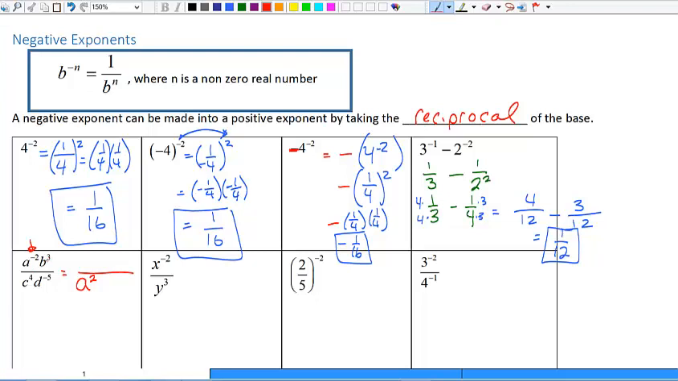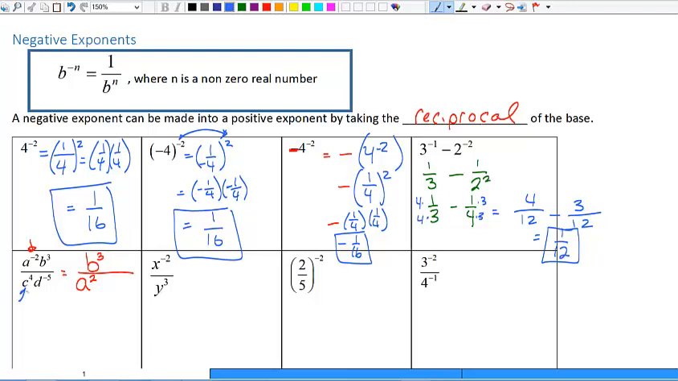Now b cubed was in the numerator as well. He was living upstairs already. He was a positive exponent. He's happy where he's living. What are you going to do to him? Well, he's just going to stay there. There's no reason moving tenants that are already happy where they're living.